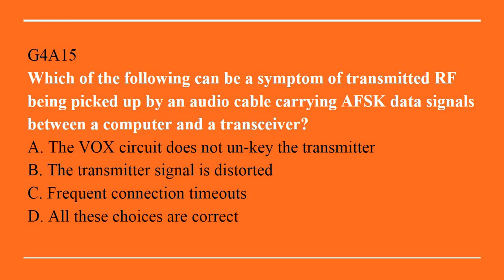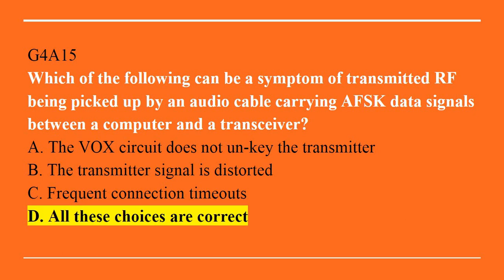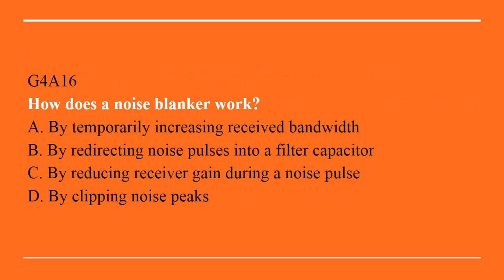G4A15. Which of the following can be a symptom of transmitter RF being picked up by an audio cable carrying AFSK data signals between a computer and a transceiver? A. The VOX circuit does not unkey the transmitter. B. The transmitter signal is distorted. C. Frequent connection timeouts. Or D. All of these choices are correct. Correct answer is D. All of these choices are correct.